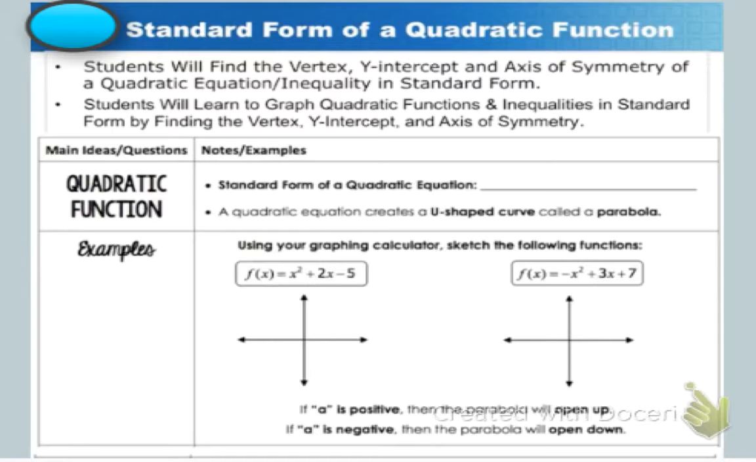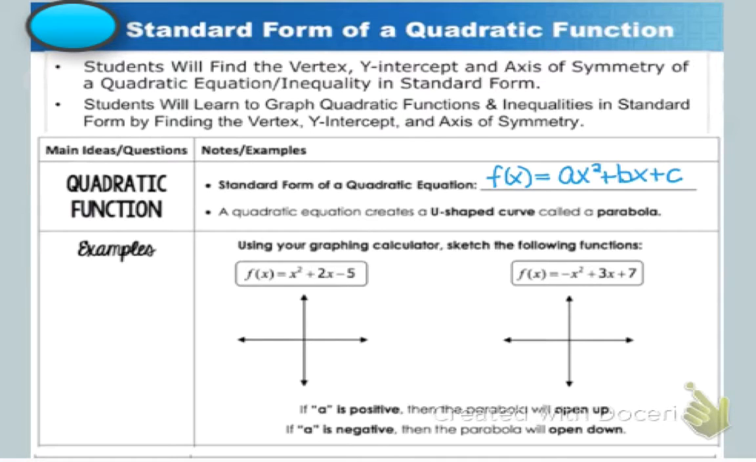So, we talked about standard form for a linear function. We said that was ax plus by is equal to c. But standard form for a quadratic equation is this: ax squared plus bx plus c.